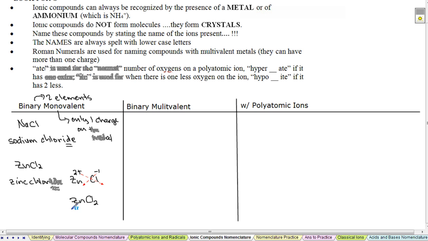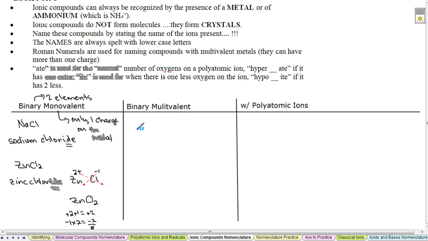Now, does that make sense? Well, let's see. Zinc's got a 2 plus charge, and I need 1 of them. So that gives me a plus 2 from the metal side. And chlorine has got a minus 1 charge, and I've got 2 of those. So that's a minus 2. Plus 2 minus 2 gives me 0. And your charges need to add up to 0. That's grade 9 10 stuff.